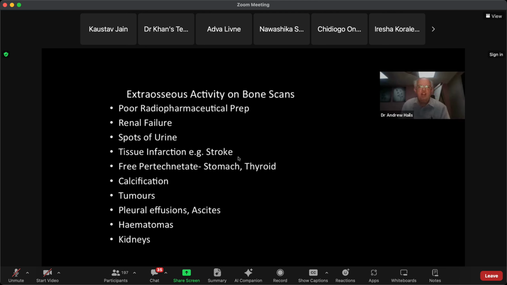You know, tissue infarctions we saw, you may get some in the stomach and thyroid from a bit of free pertechnetate not bound to the MDP. Calcification anywhere, tumours, for example, in the breast. As we saw, pleural effusions and ascites, particularly if malignant. And hematomas, anything where you get a little bit of calcium, even microscopic, can show up on a bone scan.